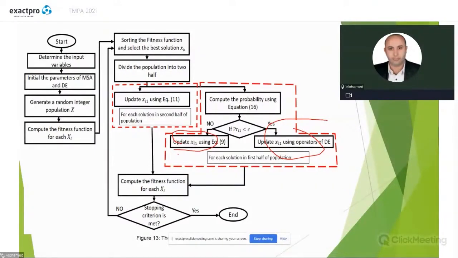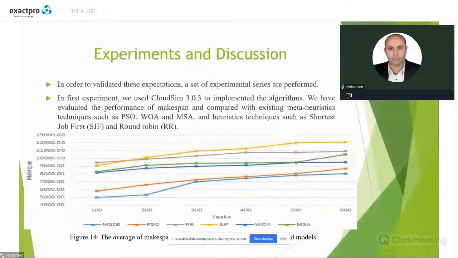Actually, this problem can be considered one of the most important problems in cloud computing, and it is also considered a discrete problem, since here we have integer solutions or integer values during the optimization. To evaluate the performance of our algorithm, we are using CloudSim as an environment or simulator, and we compare the performance of our algorithm with BSO, with whale and SMA, traditional SMA, and also we are using some heuristic techniques such as SJF and RR.